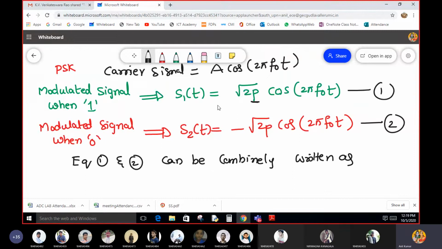the modulated signal has one form when transmitting one, and another form when transmitting zero. I am removing these two and putting them in a generalized format. This generalized format is represented by s of t. This is called the modulated signal. And now I will write the modulated signal as b of t into root 2P into cos 2 pi f naught t.